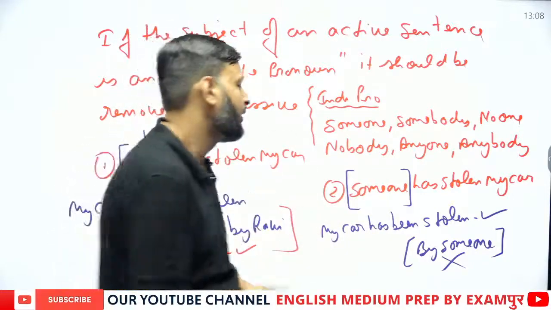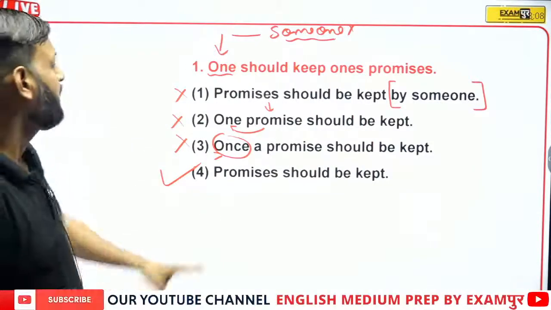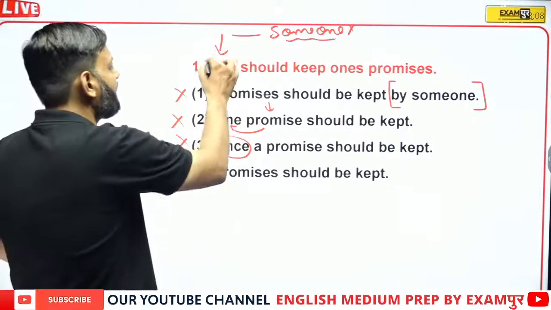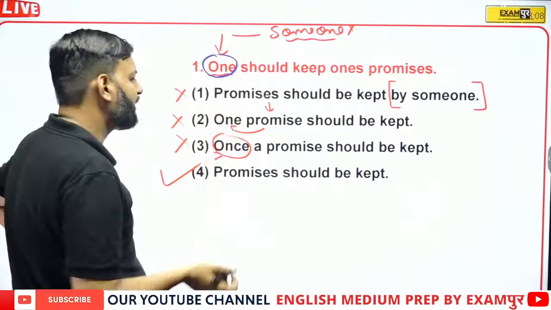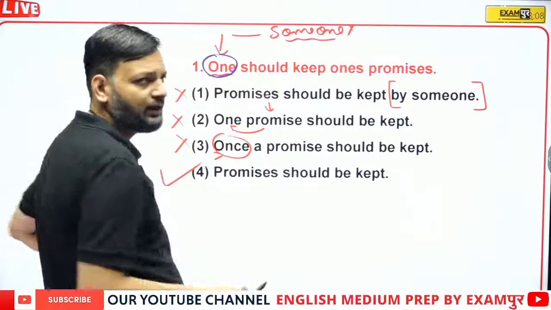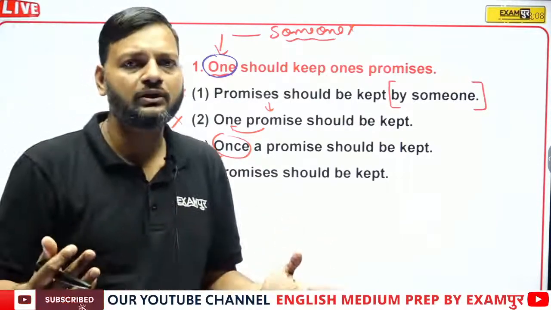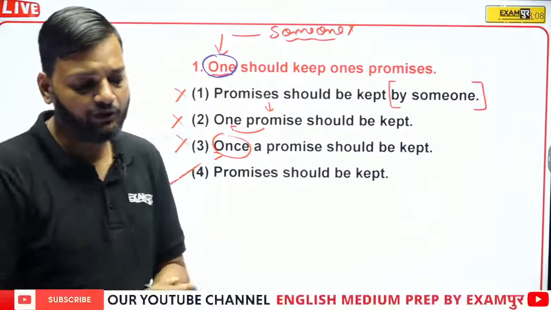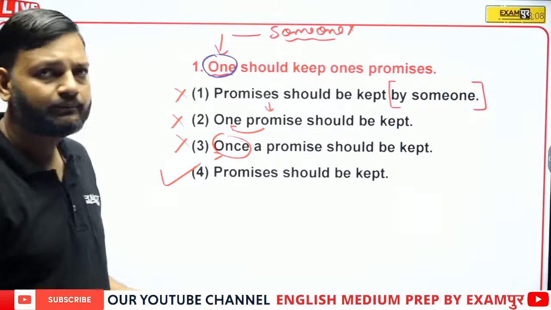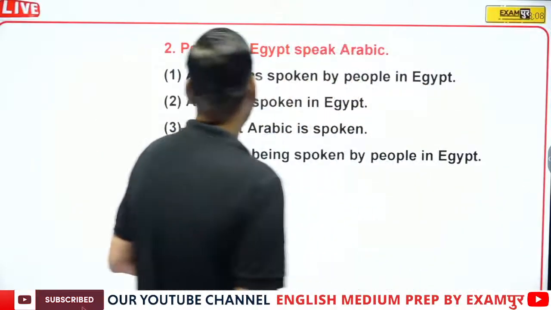So always remember. Why I am explaining this is that in the first sentence the subject is one. Now you might be thinking that in the fourth option, which is the right answer, where is one? It is not necessary, it should not be used. Someone, one, everyone, these words should not be used. Clear? Okay, wonderful. Now the next question.